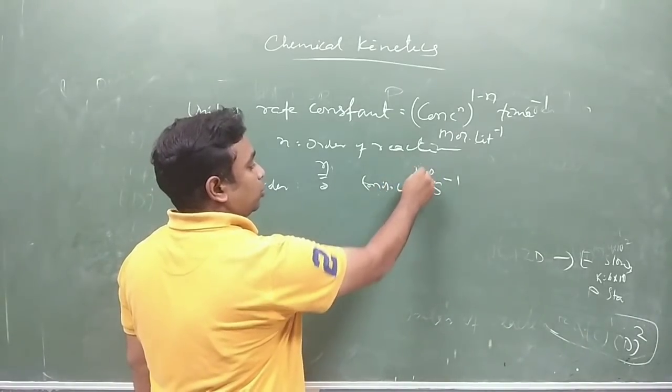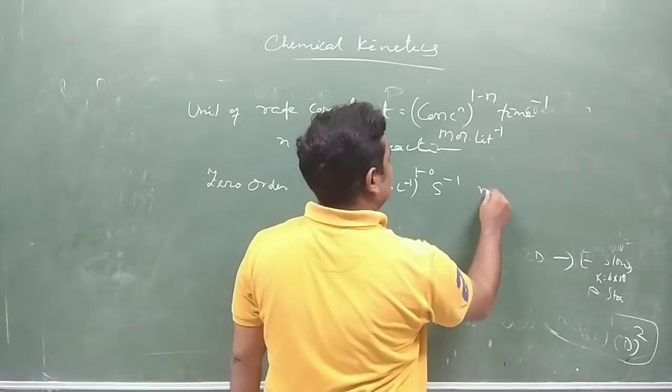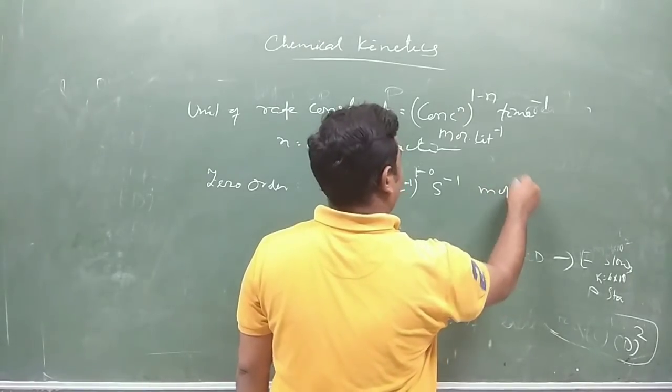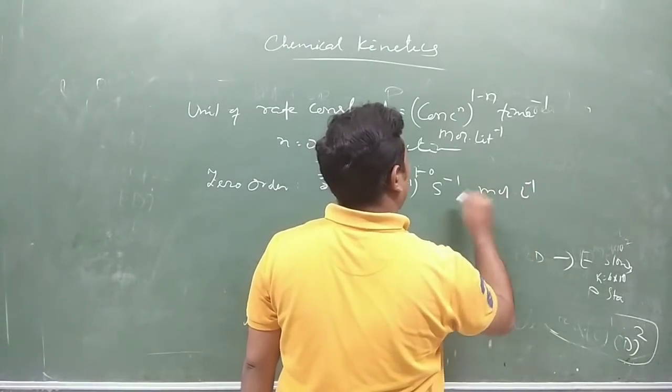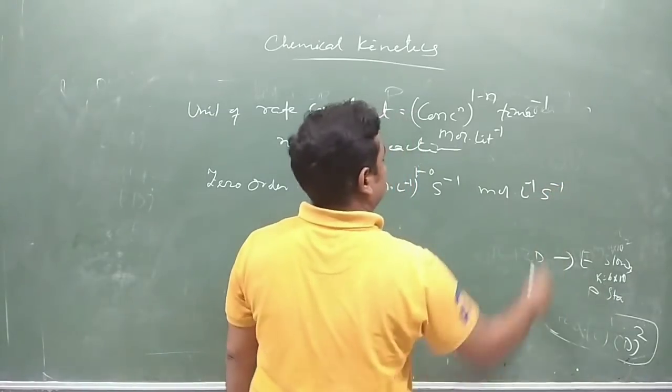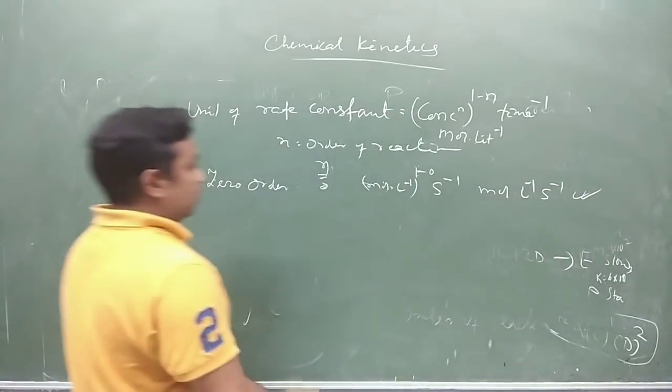The power minus 1 into 1 minus 1. So the answer is mole to the power 1, liter to the power minus 1, and second to the power minus 1. This is your answer. Clear? This is for a zero order reaction.